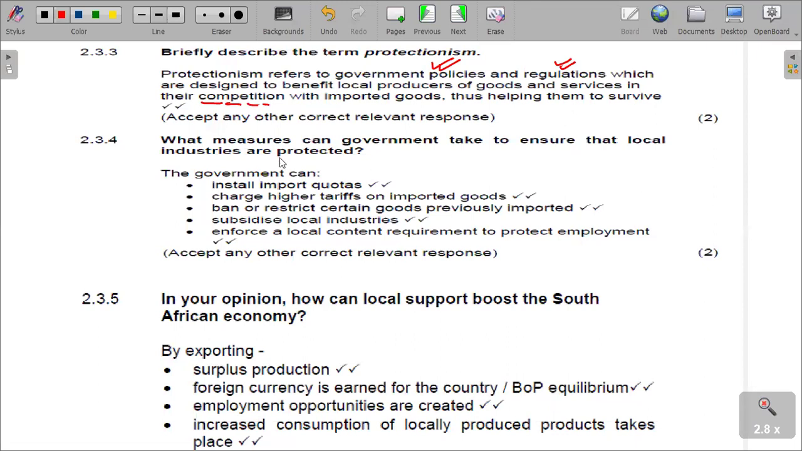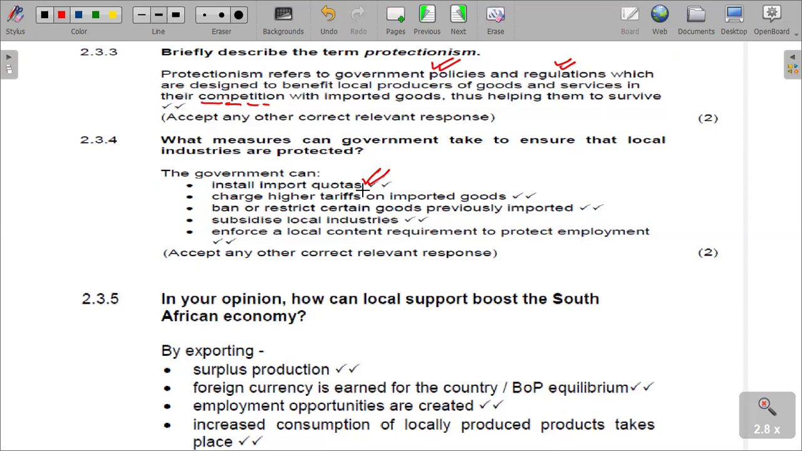I was saying, what measures can government take to ensure that local industries are protected? Local industries can be protected through government intervention. One, the government must install import quotas. Import quotas are control measures that limit the amount of goods and services, especially goods, saying how much volume of goods must enter the country.